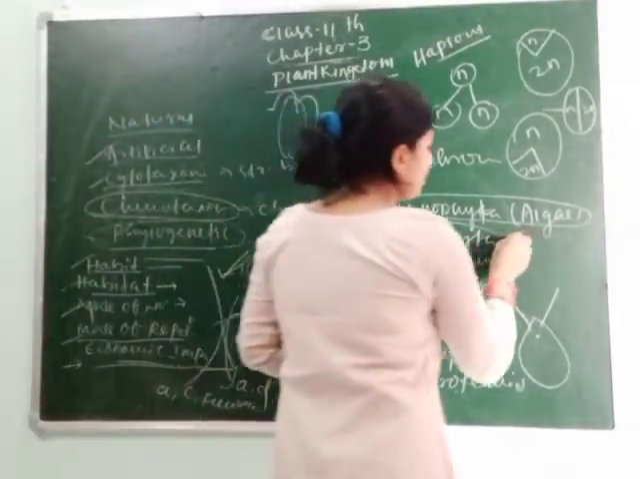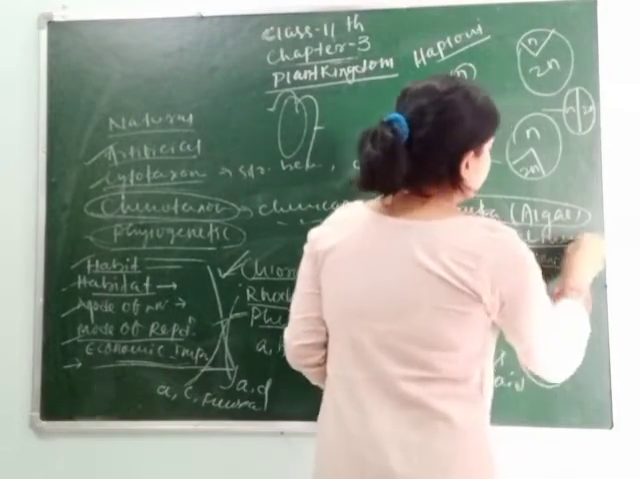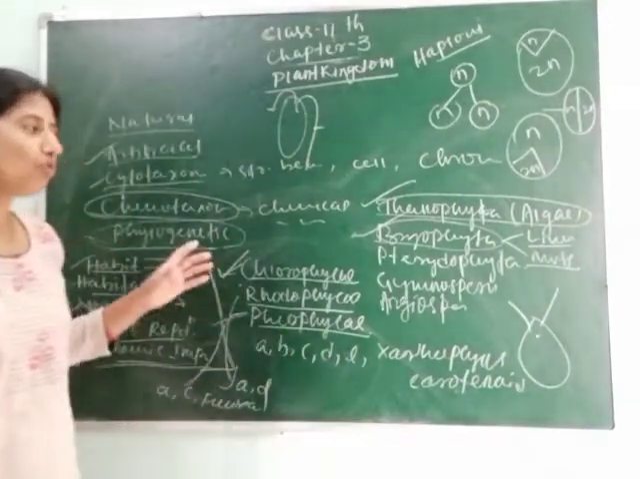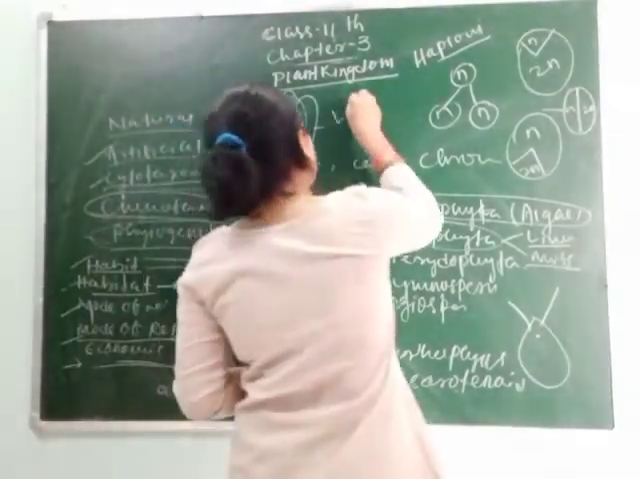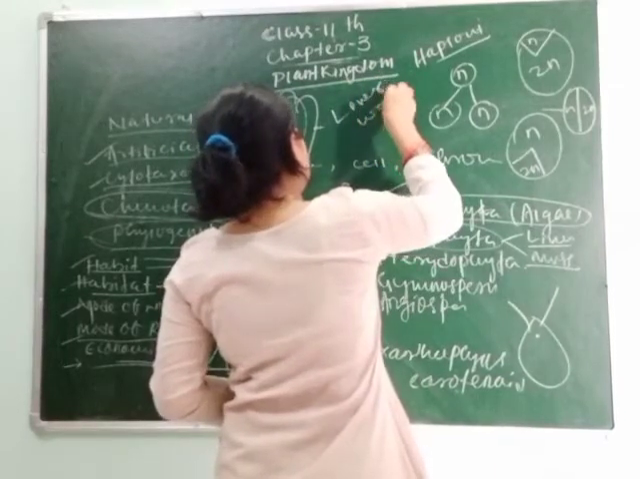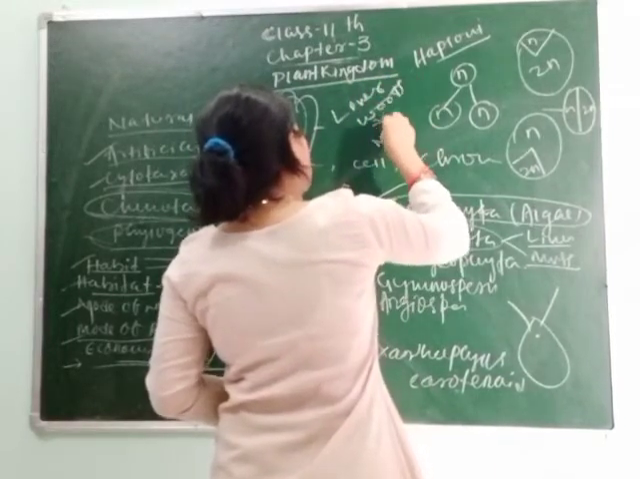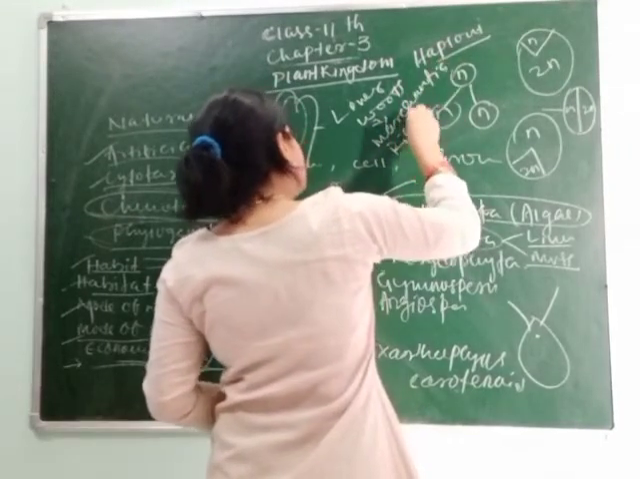Bryophyta: liverworts and mosses. Clear? So they show different life cycles, and these are liverworts and mosses. If I give you the example of liverwort, it is Marchantia and Riccia. Marchantia and Riccia are the examples.